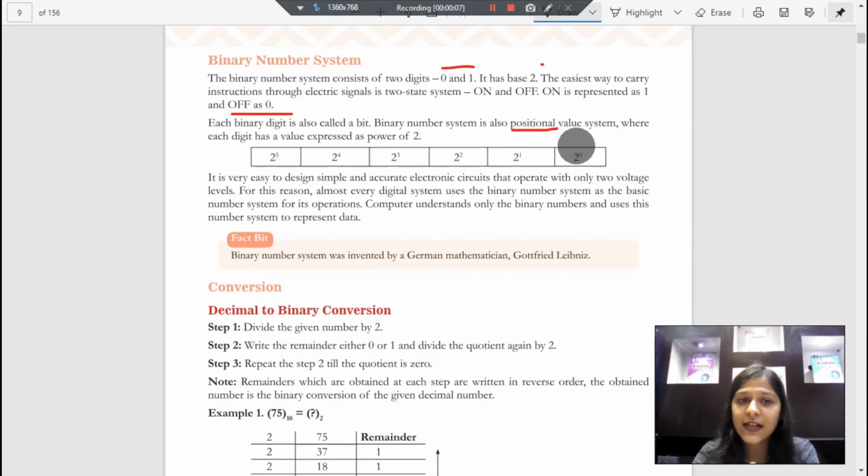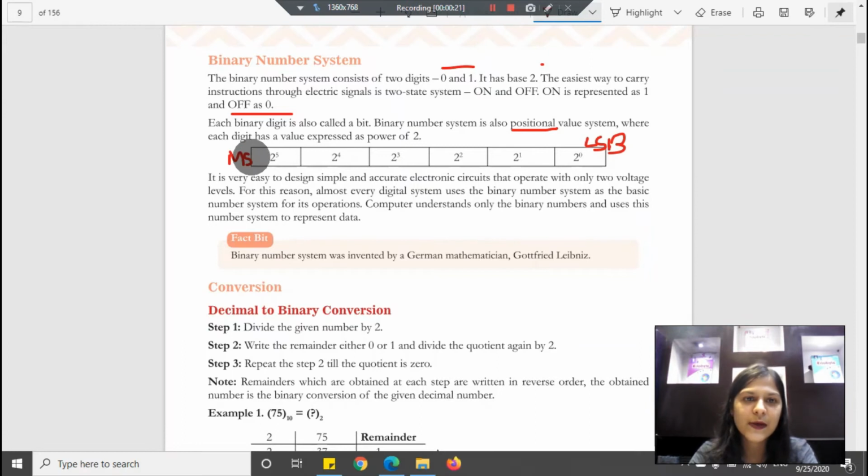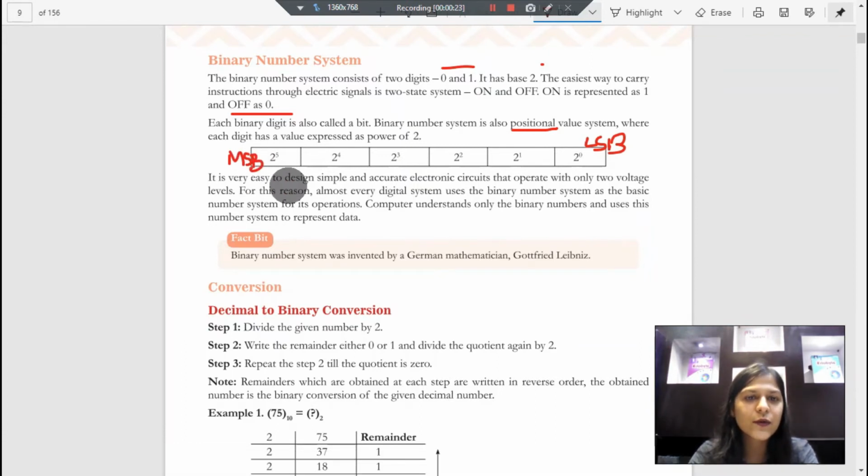So similarly, children, in this system as well, our values are determined by the positions of the number as well as the weightage, which is expressed as the power of 2. So this will be the least significant bit and this will be the most significant bit, right? It is very easy to design simple and accurate electronic circuits that operate with only 2 voltage levels. For this reason, almost every digital system uses the binary number system as the basic number system for its operations. And another fact, this system was invented by the German mathematician Gottfried Leibniz.